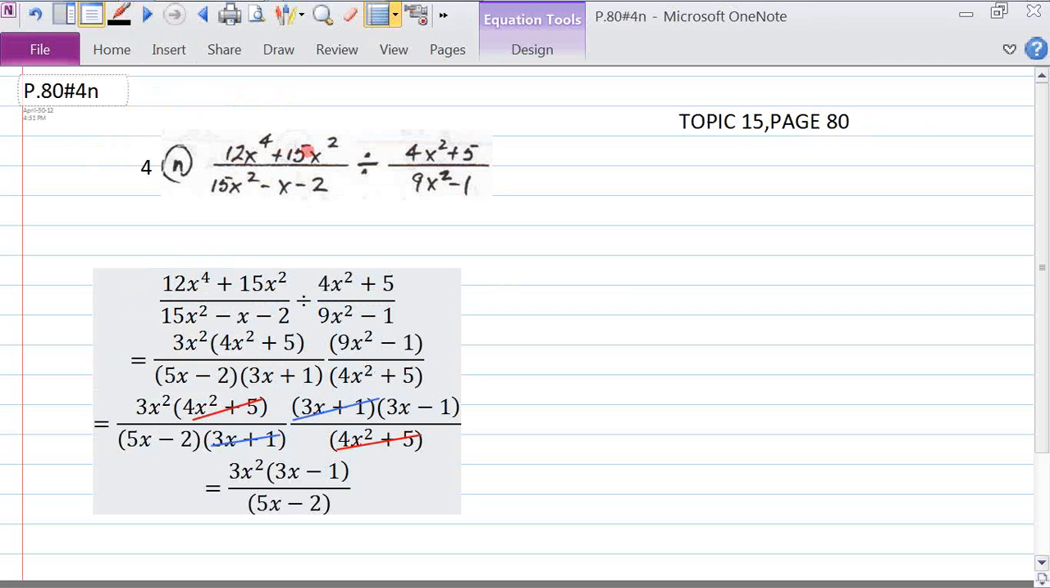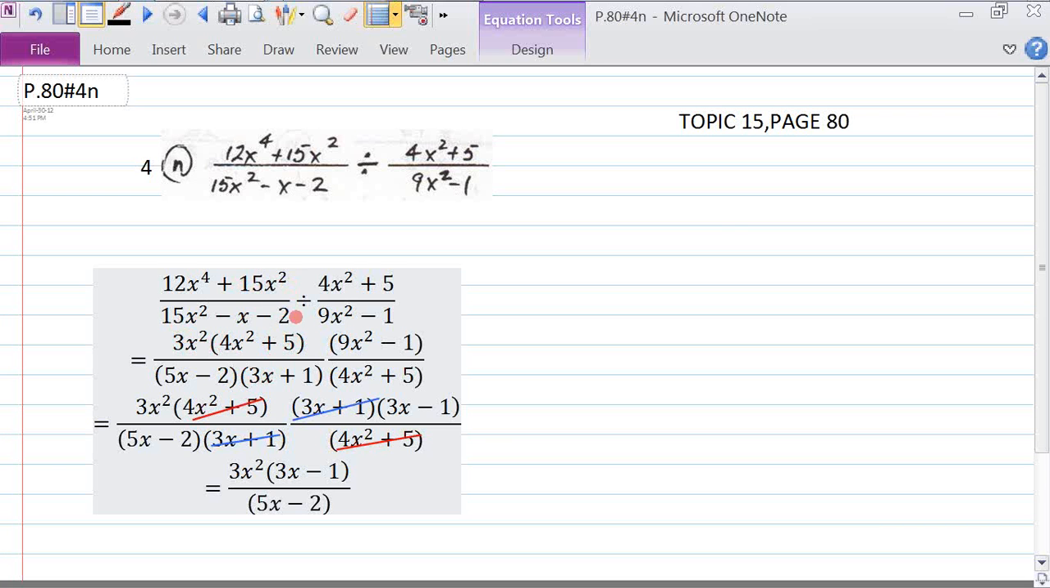And here we have a division again. So I've rewritten the problem, and what I've done is switch the division to multiplication, right over in this part. But first of all, I'm going to factor 3x squared out of here. The highest number that goes into 12 and 15 is 3, and I take the lowest power of x, which is x squared. 3x squared times 4x squared gives me 12x to the 4th. 3x squared times plus 5 gives me 15x squared.